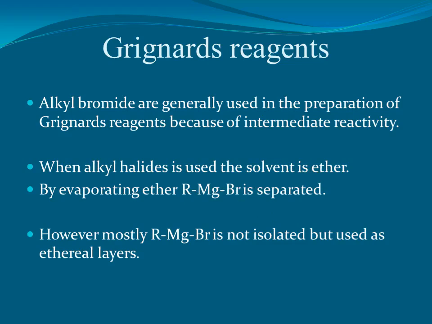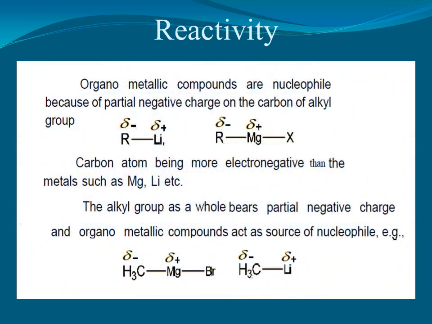Now students, let us try to understand why Grignard's reagent and organometallic compounds are very important laboratory reagents because of their reactivity. Organometallic compounds are nucleophiles because of the partial negative charge on the carbon of the alkyl group. Mostly you have seen that in organic chemistry we encounter a positive charge on the carbon atom. But in organometallic compounds, you will see that there is a negative charge on the carbon atom of the alkyl group. And why is it so? Because it is directly attached to a metal atom.